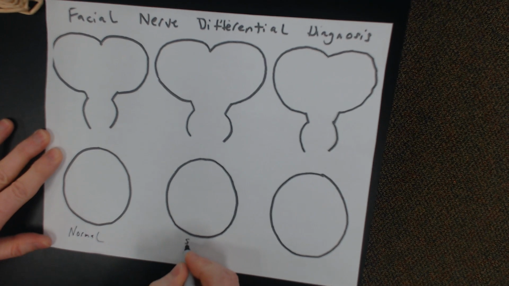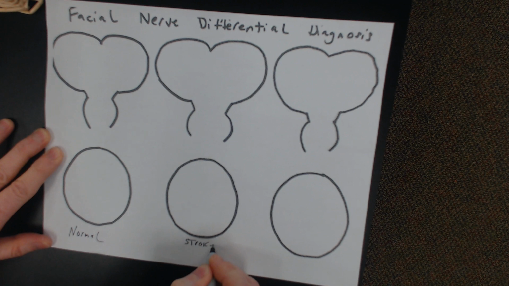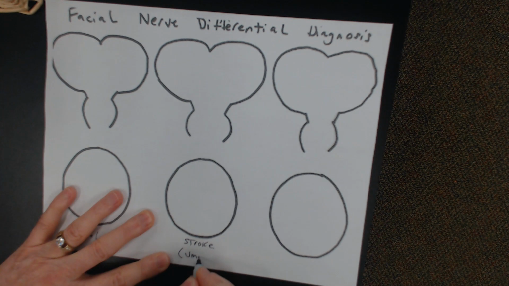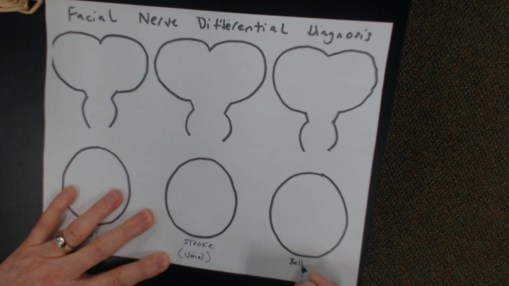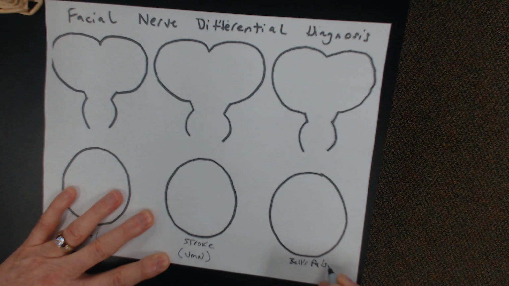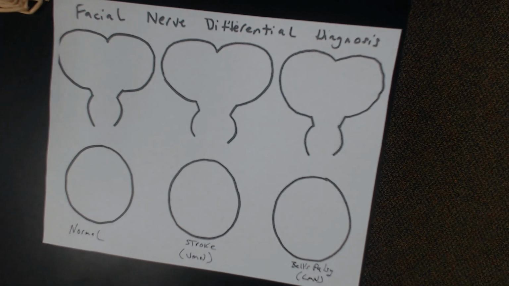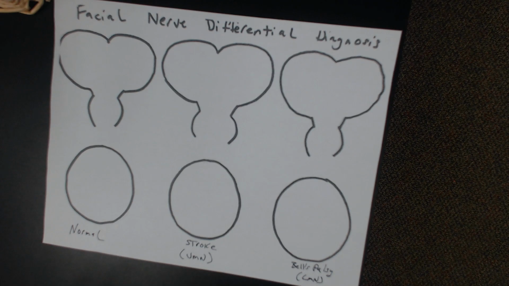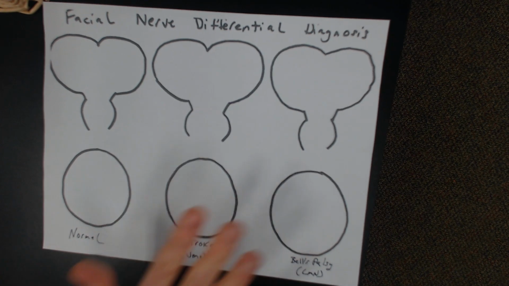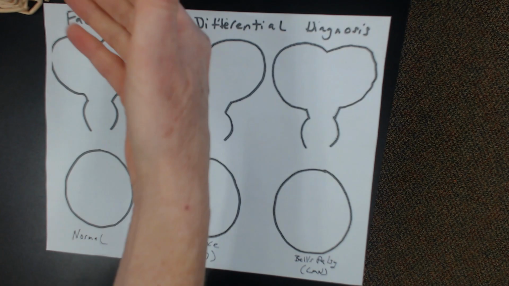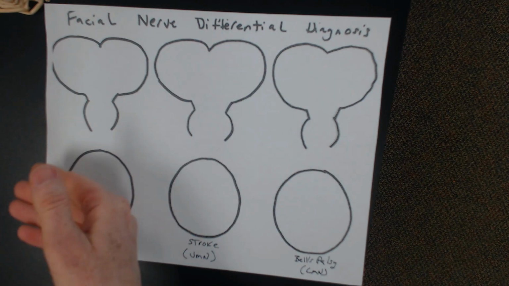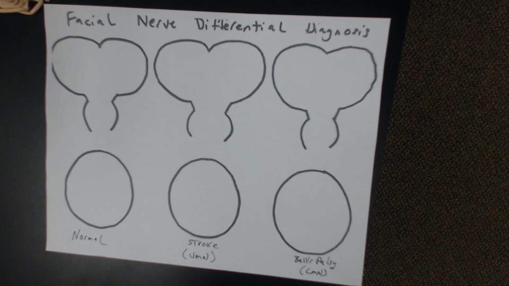So thinking about this will be normal. This will be a stroke or CVA. And the stroke is going to represent the upper motor neuron lesion. And then this is going to be Bell's palsy. And that's going to be the lower motor neuron lesion. Okay. And this oval is representation of a face. And up here we just have the frontal sections through the cortical region in the brainstem. Everybody got it? See where we are?